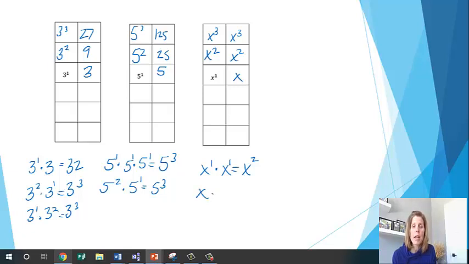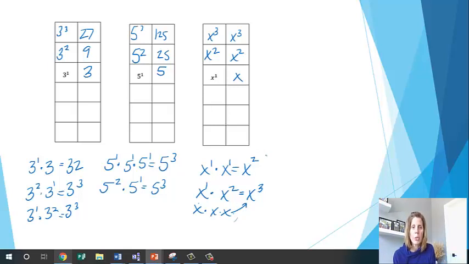So if I'm at x to the 1 and I bump up 2 x's, notice it does give me x to the 3, and 1 plus 2 does give me 3. And again, really what this is saying is that I had 1 x and then I multiplied by 2 more x's, and now I have 3 x's, which is exactly what that shows.